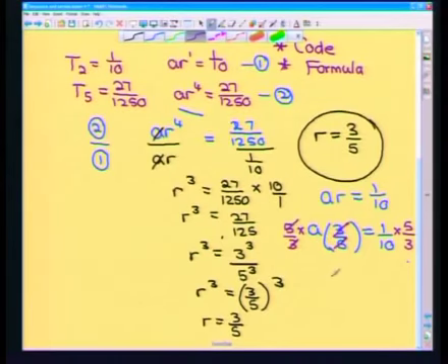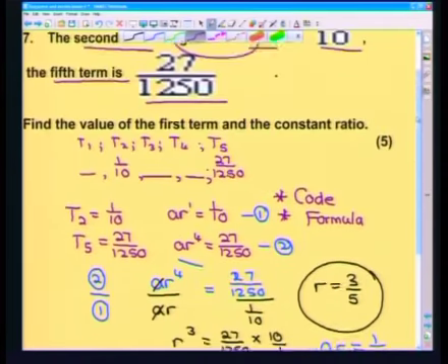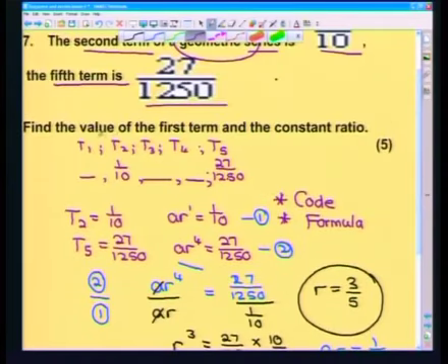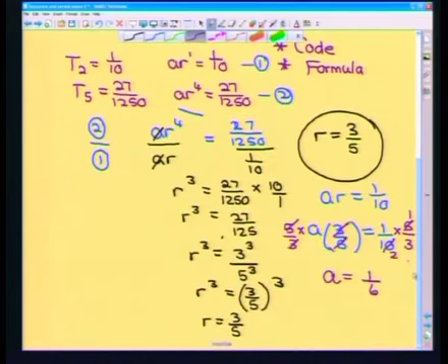So doing that, the 3's will cancel, the 5's will cancel. I'm going to get a. Over here, 5 goes into there once and into there twice, so I'm going to get 1/6. Right, what did the question ask me for? I think if I remember rightly, it just said to me, find the first term and the constant ratio. Have we done that? Yes, we have.